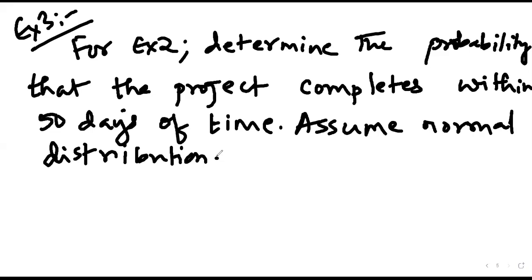So we have the project completion duration. Now what they have asked is to determine the probability that the project completes in 50 days. Determine that particular probability, that the project completes within 50. And they are telling us that the project completion duration is normally distributed. Can anyone tell how to solve this problem?